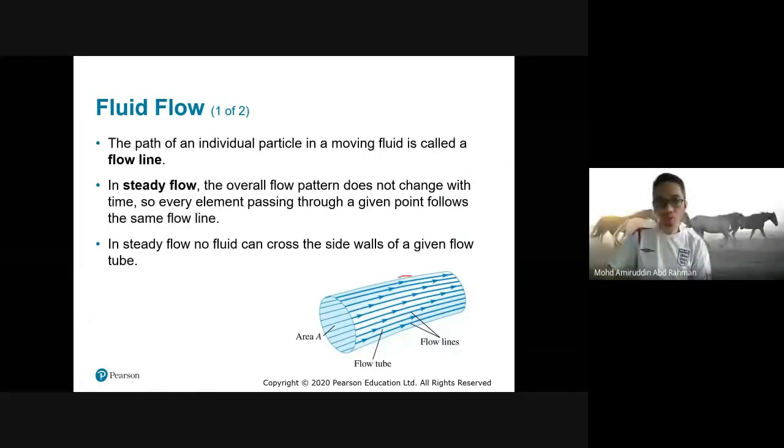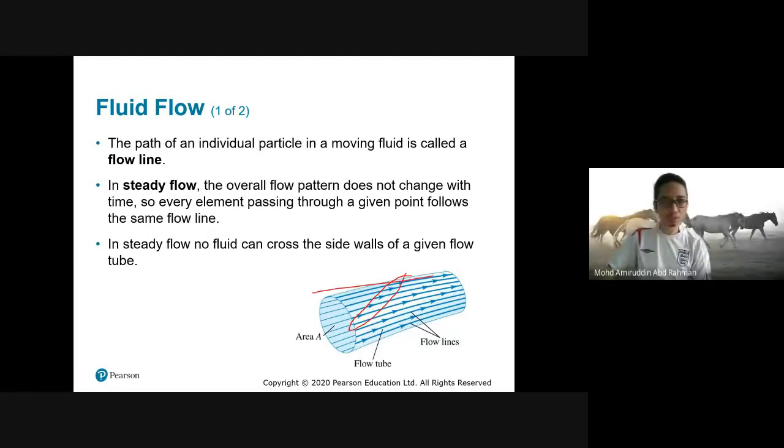So we have the flow lines. Okay, so the flow lines is there. If it is a steady flow, the overall flow pattern does not change with time. Every element passing through a given point follows the same flow line. Let's say we have a tube, we connect it with a tap, and then we turn on the tap, and we have the same fluid flow.